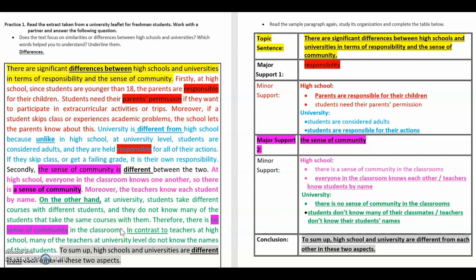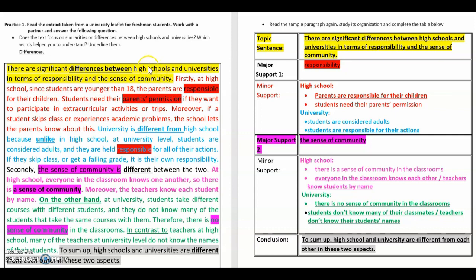Let's analyze the paragraph together. So on the screen you see a very colorful page. On the left side you see the whole paragraph, and on the right side you see the ideas in color. So the same colors refer to the same ideas, just for your information. Let's start with the first sentence, the topic sentence. There are significant differences between high schools and universities in terms of responsibility and the sense of community.